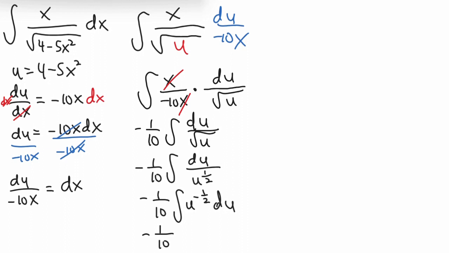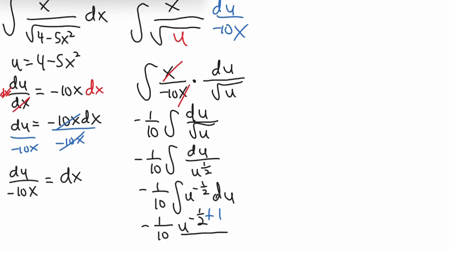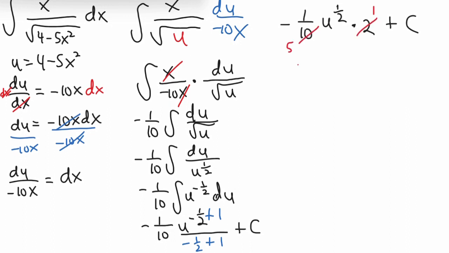So the integral of that is going to be u to the negative 1/2 plus 1 all over negative 1/2 plus 1, plus the constant. Right, so then we have negative 1/10 times u to the negative 1/2 plus 1, which is u to the positive 1/2, all over positive 1/2, or you can multiply by 2. I mean, the reciprocal of 1/2 is 2. The 2 and the negative 10 are going to cancel. That becomes a 5. Just have negative 1/5 u to the 1/2 plus a constant.